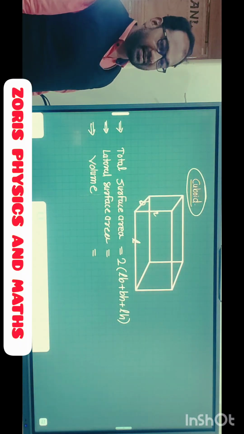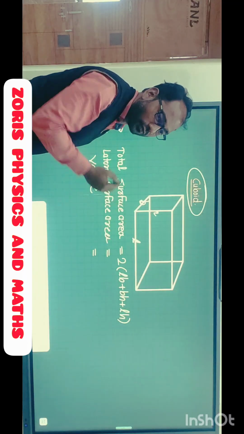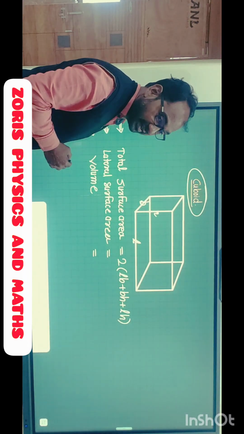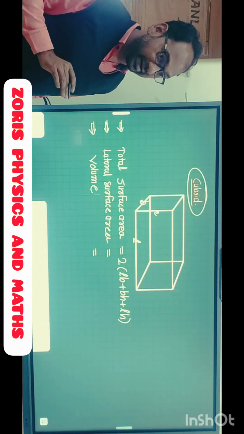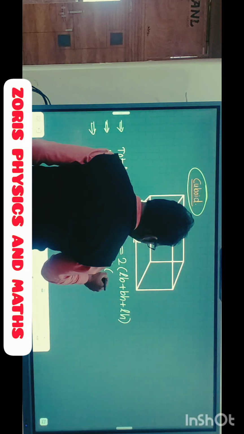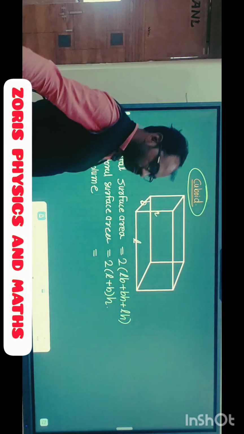Then we have to see the lateral surface area. What is meant by lateral surface? Only vertical faces, the area of vertical faces, that is called lateral surface area. The roof and floor are not considered in the lateral surface area. Then what is lateral surface area? That is 2 in bracket L plus B into H.